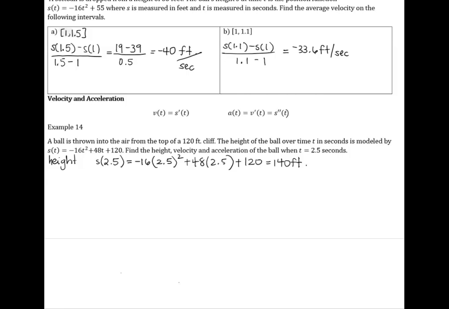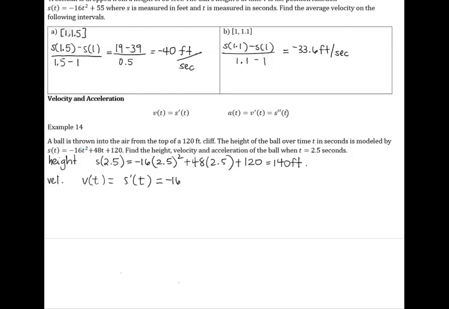Now, to find the velocity of the ball after 2.5 seconds, we first need to find the velocity function. So I'm going to begin by finding v of t, the velocity function, which is the derivative of the position function. So we're going to be taking the derivative of this function. I'm going to take the derivative term by term. The first term, we have that negative 16. That's a constant, so I'm pulling that out.